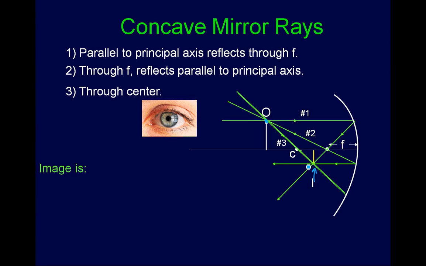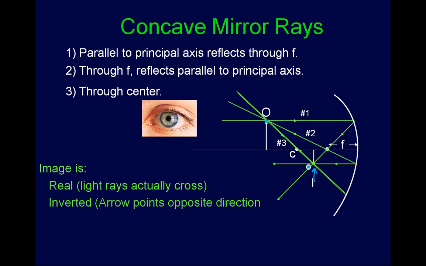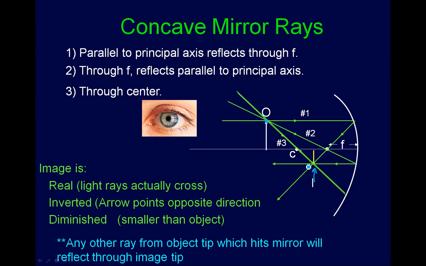If we look at this image, there are things that we're going to talk about to describe it. The first thing is this image is real. The light rays actually cross there. We talked about this briefly last time. The image is inverted. The arrow points in the opposite direction. And it's diminished, meaning it's smaller than the object.